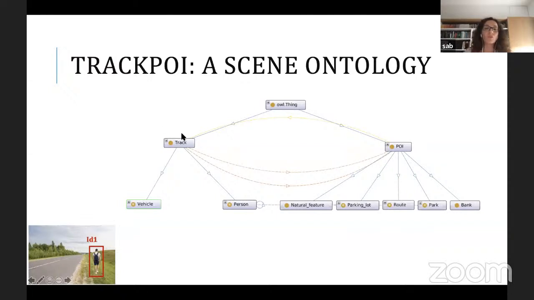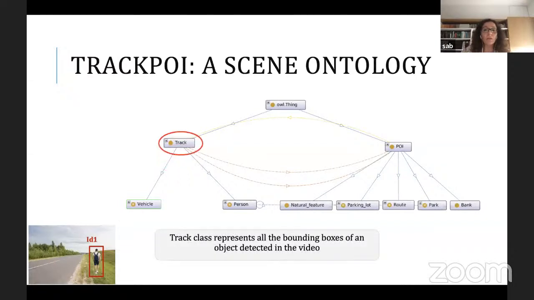And in general, this ontology has two main concepts, track and poi, because in general from the video tracking, we get just a track. And if we have some georeferencing skill, we can get the point of interest, POI. For this reason, the track class describes all the bounding boxes of the object in the frame. And for instance, I just want to give you an idea. This is an assertion, a coding of the information.